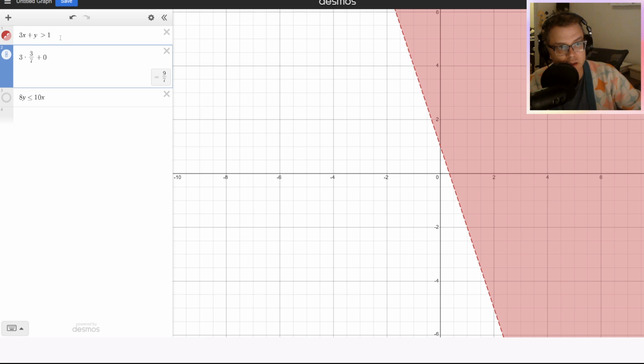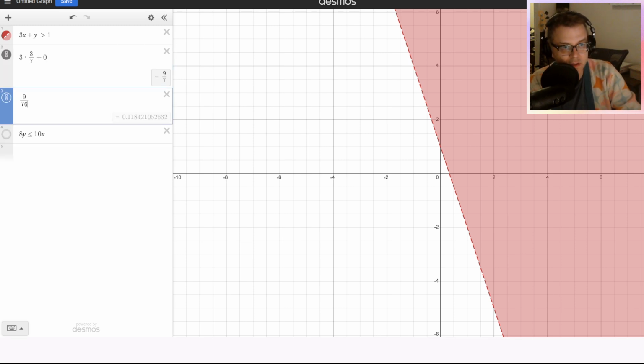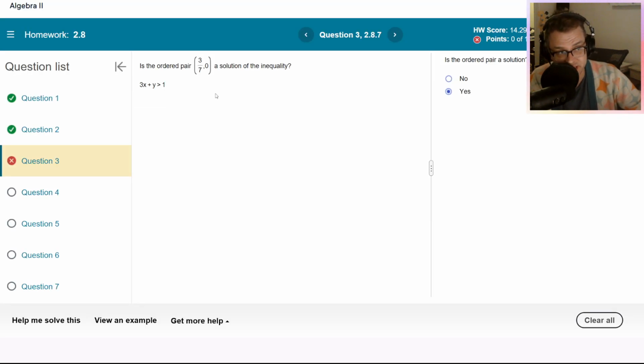Let's see, 3x plus y. So I put in 3 sevenths for x and 0 for y. And my answer is 9 sevenths, or I don't even know what 9 divided by 7 is. 1.28. So the answer is 1.28, is that greater than 1? The answer is yes, it is a solution to the inequality. So you can click yes. That's how you got it wrong. I don't know if you clicked yes or no. I hope it's yes. I think it's yes.